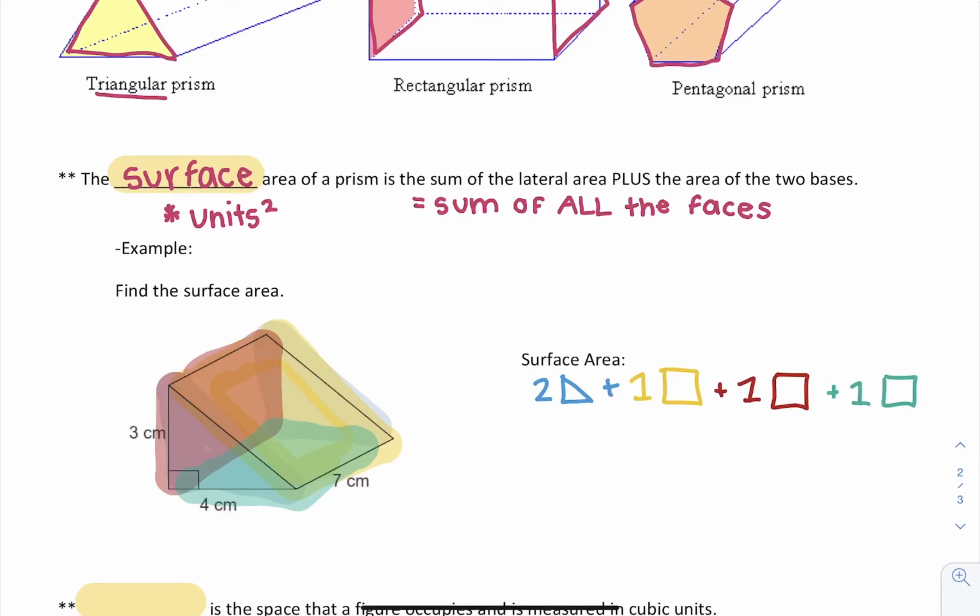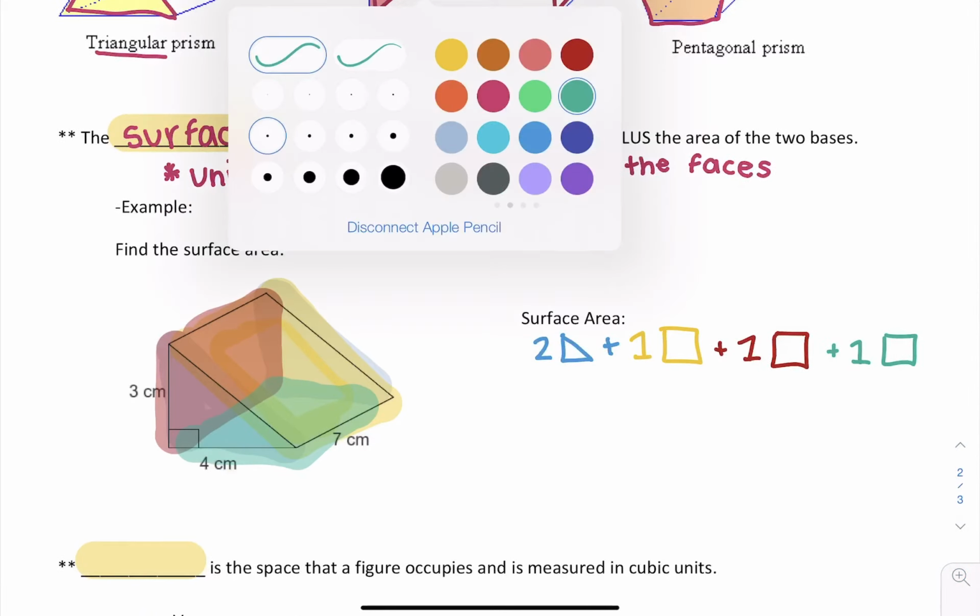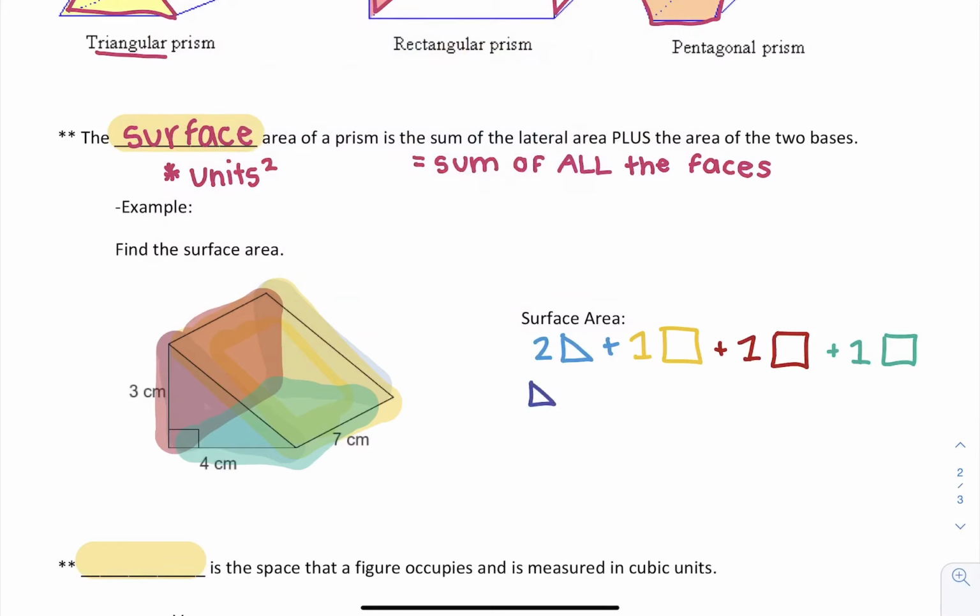We need to figure out the areas of these different shapes. First off, our triangle. Both of these triangles have a base of 4 and a height of 3. Remember, our area is 1/2 base times height. So our area is 1/2 times 3 times 4, which gives us 6.